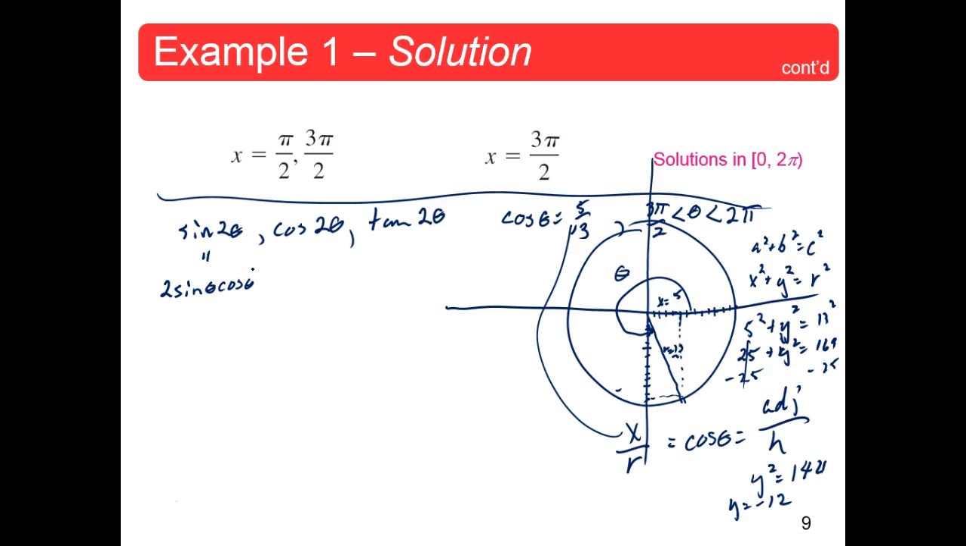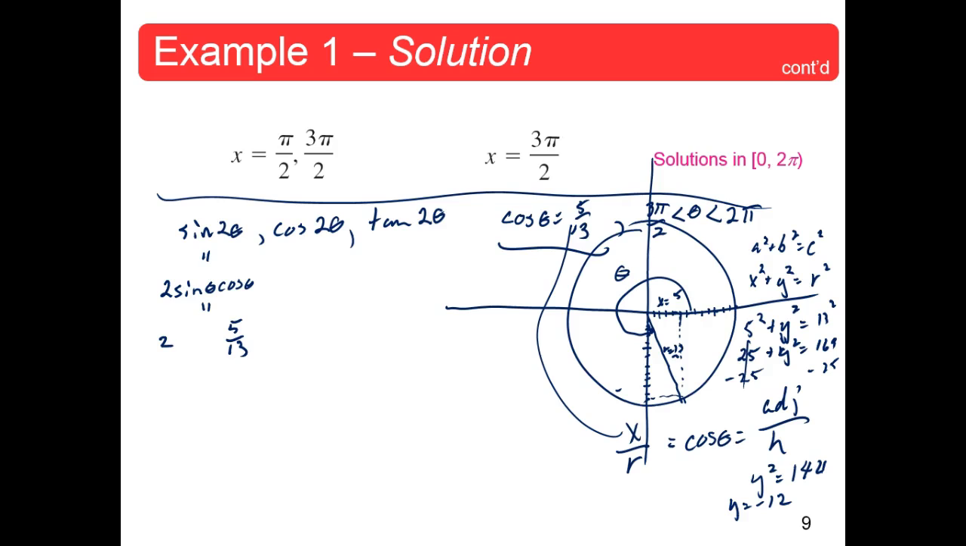And I know what 2 is. It's 2. That's easy enough for me to do even. And I know what cosine theta is. They gave us that. That's 5/13. What I don't know is what sine theta is, or do I? From here, what is sine theta? We said cosine theta was x over r. What is sine theta?